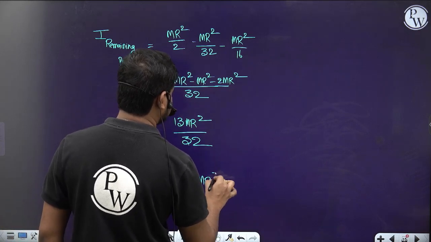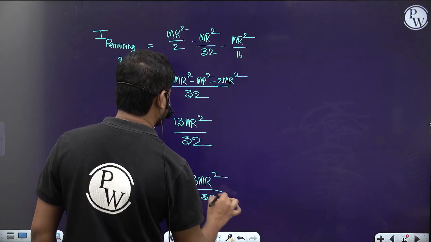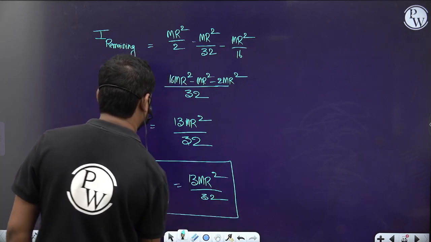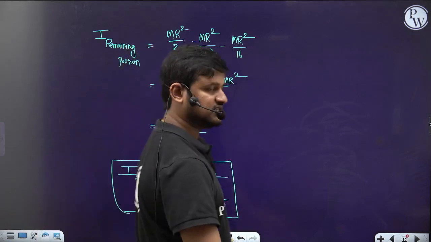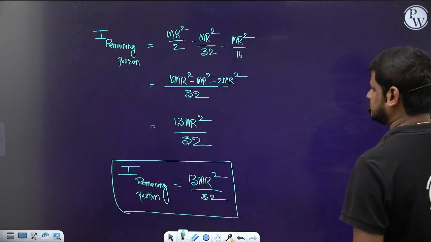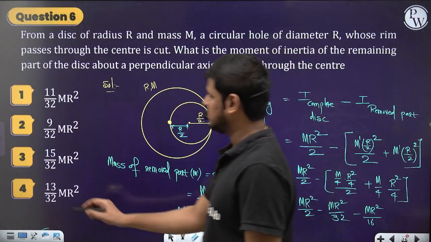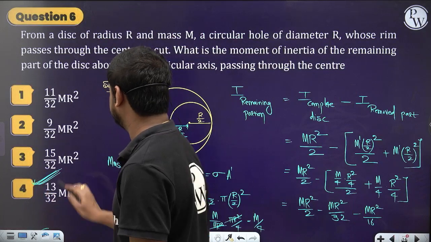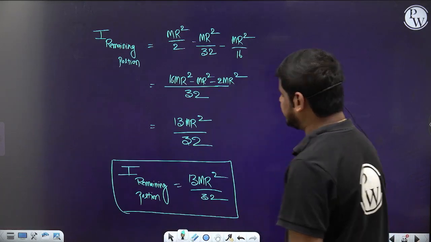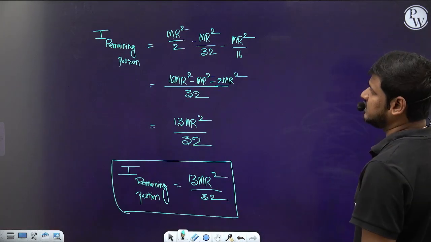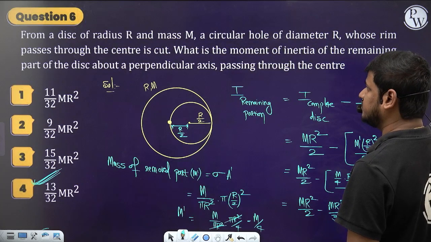So this is the standard result, guys. You can directly remember. This is a standard result. Done. So 13 by 32 MR². Option D is the correct one. 13 by 32 MR². Clear? Chalo, let's move further.